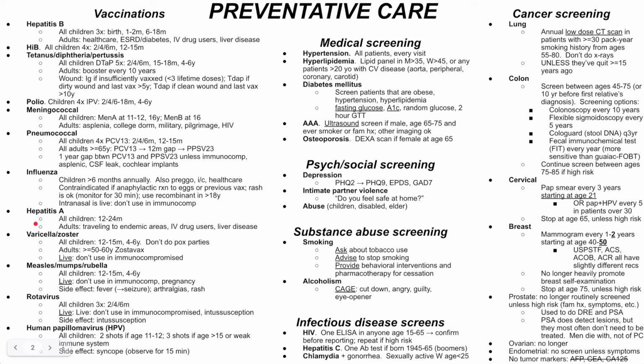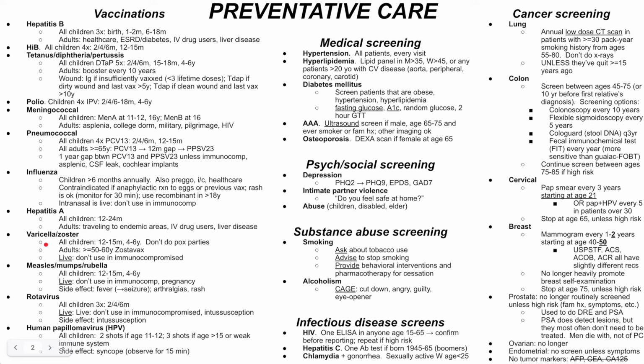Next is the varicella zoster series. All children get this. This happens between 12 and 15 months, and again between 4 and 6 years. Before this vaccine, people would have pox parties where one kid with chickenpox would be brought into a party with a bunch of other kids that hadn't had chickenpox yet, and that would be their way of spreading the virus and kind of getting it over with.